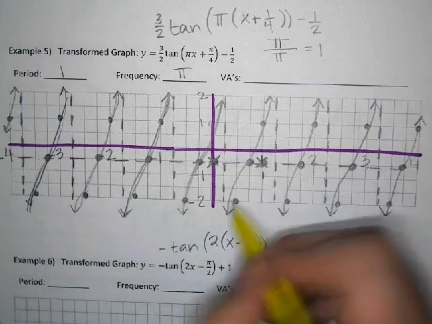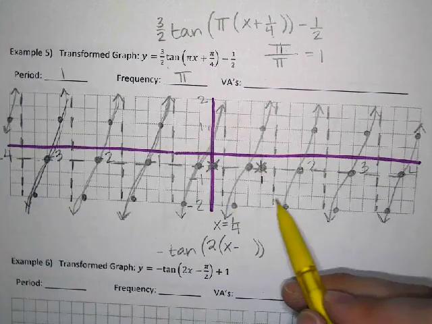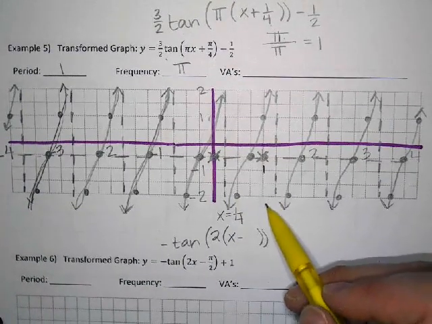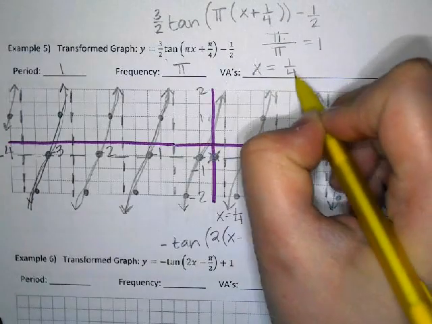And then how far apart are the vertical asymptotes? They're a distance of 1 apart. So I'm going to say x equals 1/4 plus or minus what? 1k, or you can just write k.